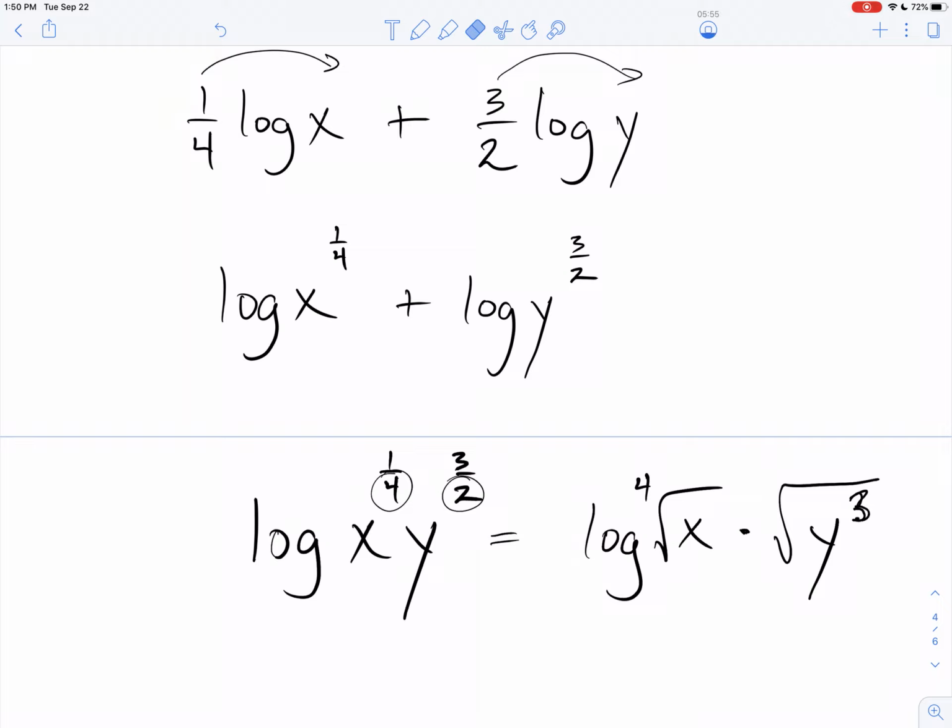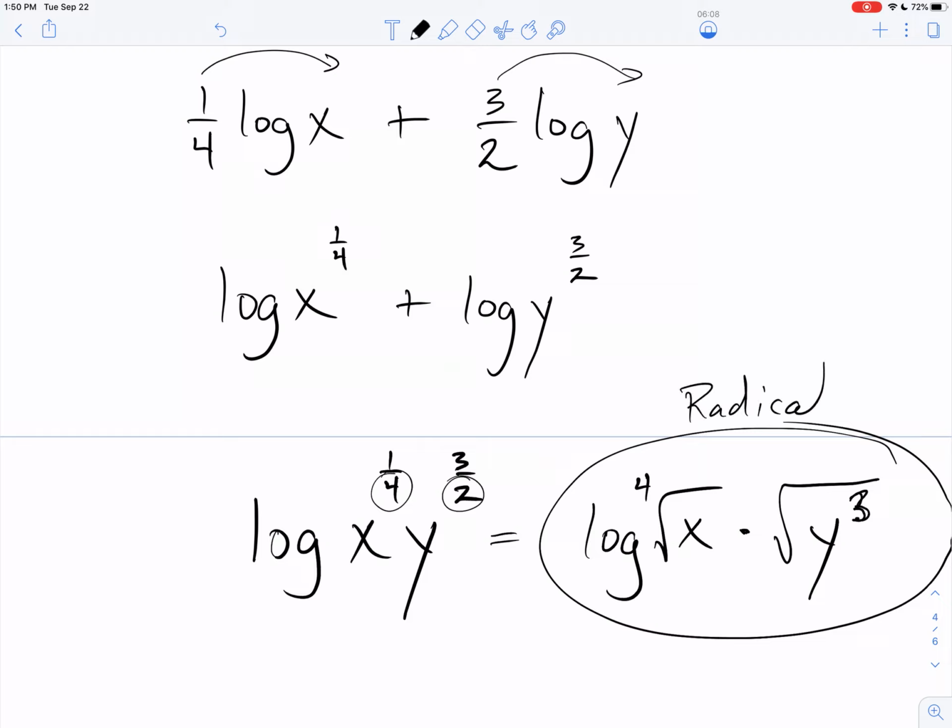So, that would be my final answer, working backwards to write this as a single log if they wanted it in radical form, which, by the way, I'm going to ask you to write your answers in radical form just so you practice some skills. We don't lose any of the stuff we talked about before. Roots and powers can be written as radicals. So, when you do see the assignment, it'll say write each as a single log, use radicals.